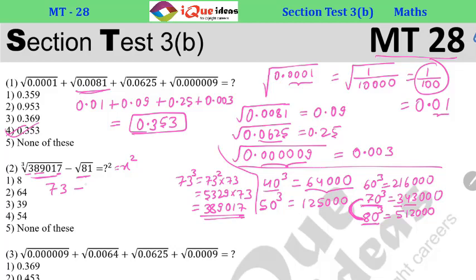That means cube root of 389017 will be 73. Minus 81 square root is 9 because 81 is square of 9. Now 73 minus 9 is equal to 64 and 64 is x square. So our value of x that we want to find in this question is equal to square root of 64, that is 8. Right. So look at the options. It is the first option that is the correct answer.